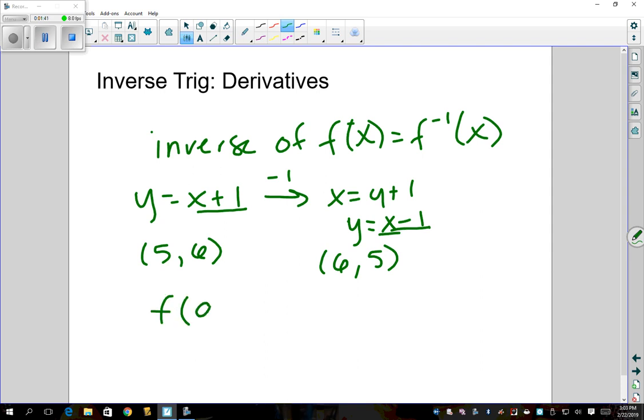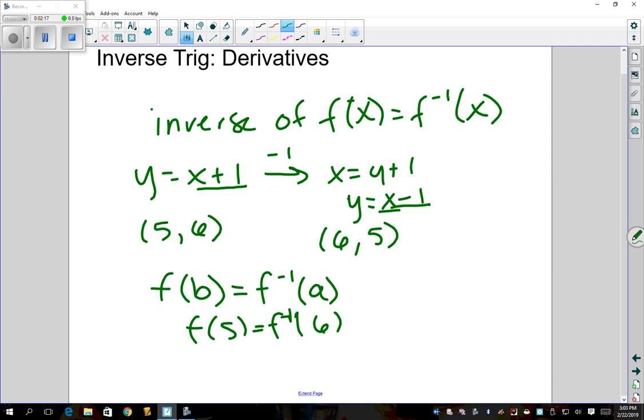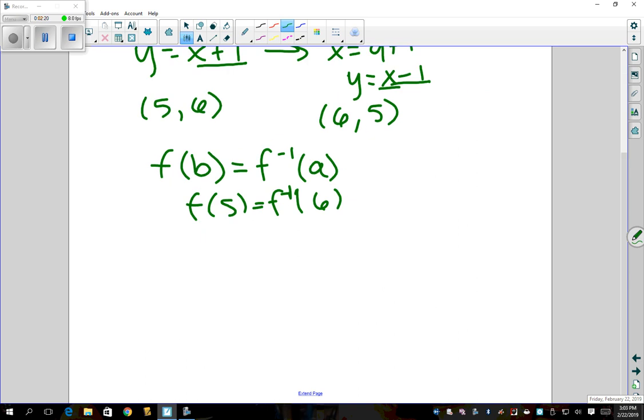So f of a, I'm going to use this because this is in the definition. f of b, so f of 6, that's the same as saying the inverse of f of a. So basically, when I take the inverse, my two points flip-flop. I'm still looking at the same point. We can write this f of 5 equals f inverse of 6. I'm just flip-flopping the points, that's all. So I have this special rule that we can use, and this should all be in parentheses.